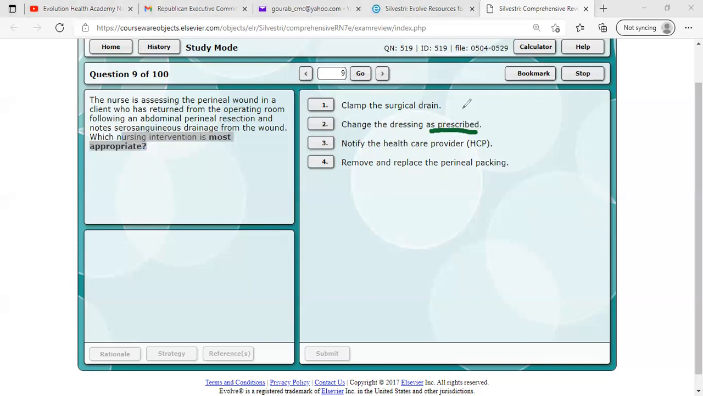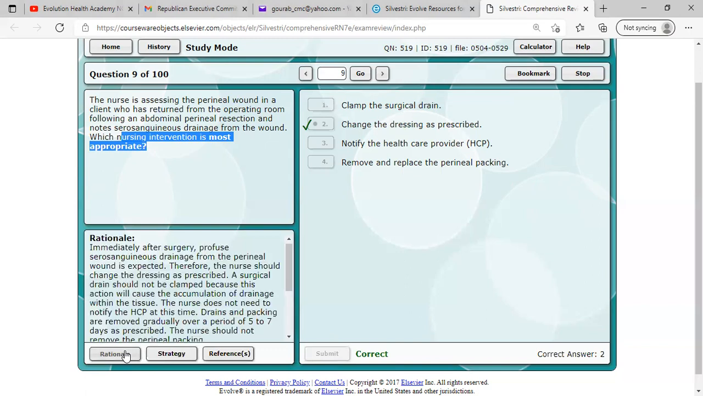Mentioning as prescribed, this is a favorable point for NCLEX. And then changing the dressing. Yes, it is very important. Change the dressing because the dressing gets wet, since the patient just came from the operating room. Notify the healthcare provider. Yes, you can do that, but the most priority is changing the dressing. We never claim to remove and replace the perineal packing. You can do this, but later on. First of all, first things first. We go for changing the dressing as prescribed.